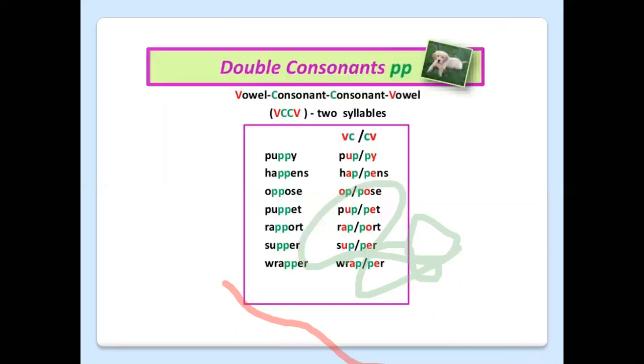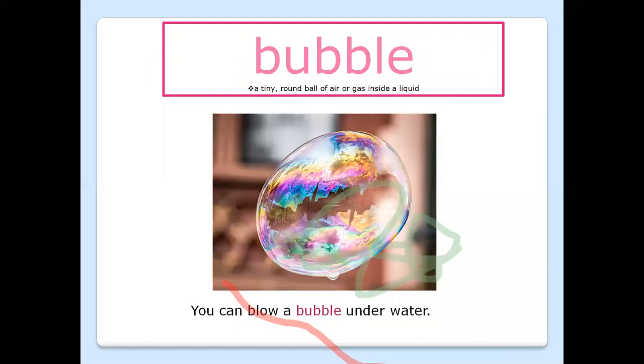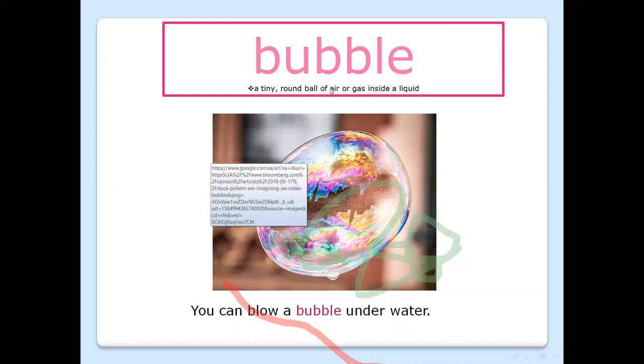Next one. Bubble. Here we double the B because we have L, E at the end. What do I mean by bubble? A tiny round ball of air or gas inside a liquid. You can blow a bubble underwater.